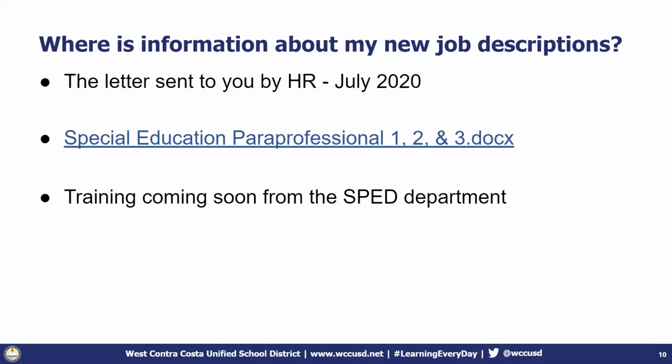But a letter was sent to you by HR in July 2020, giving you kind of, I want to say, cursory information about your job descriptions and where you fall. But we've been able to align all of our job descriptions. We had a lot of different levels, and it wasn't conducive to what we needed to support our students with the varying disabilities. So now we have 3 levels: paraprofessional 1, 2, and 3. And in those levels, there's different things that happen, and we'll go more into that.